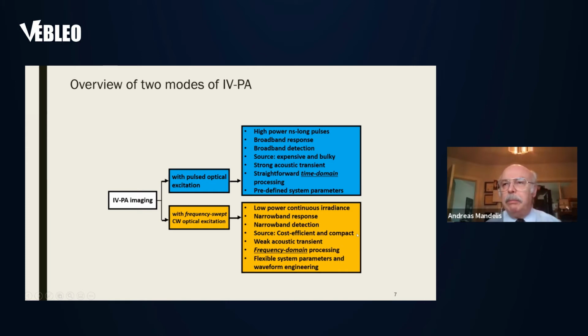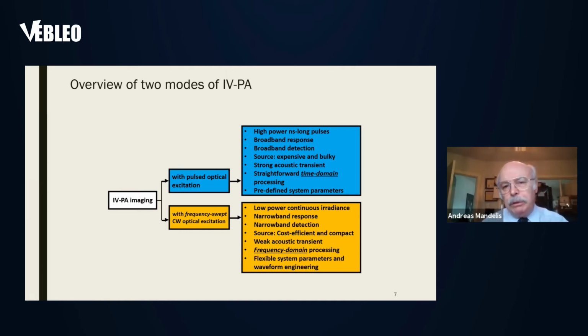These are small semiconductor diodes, so you can make portable systems out of that. You have a weak acoustic transient as opposed to the strong transient that you have with a pulse laser, but in the frequency domain processing, you have a lot of tools that you can use so that you can increase the signal to noise ratio, you can put filters, you have flexibility in optimizing system parameters and using what we call waveform engineering. So there are advantages to both of these systems, and I just wanted to present to you what these advantages are for each one of them.